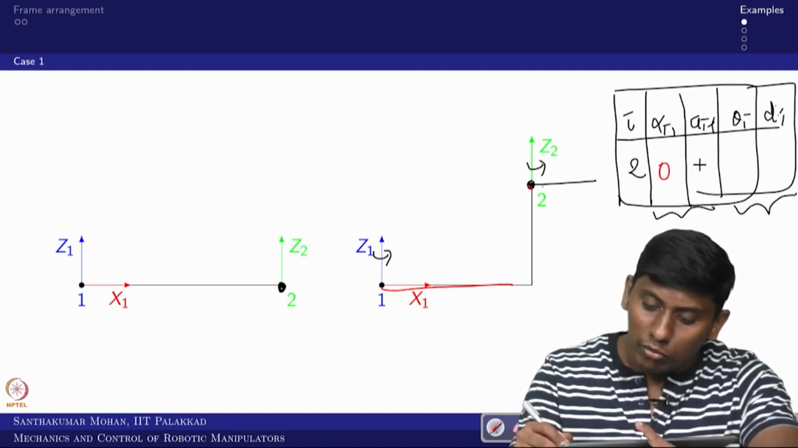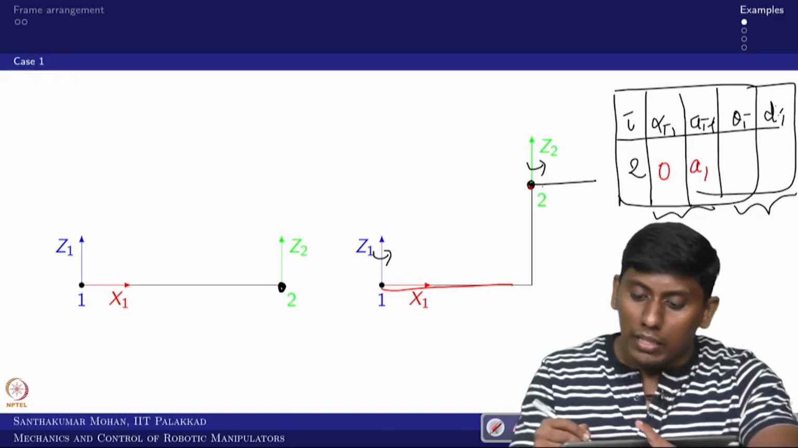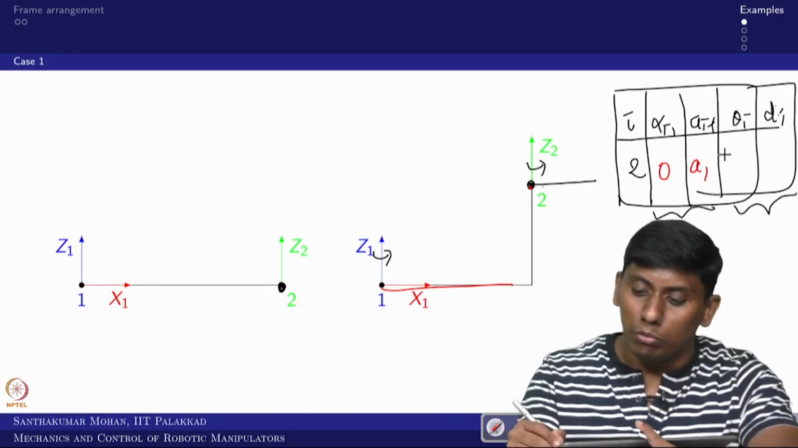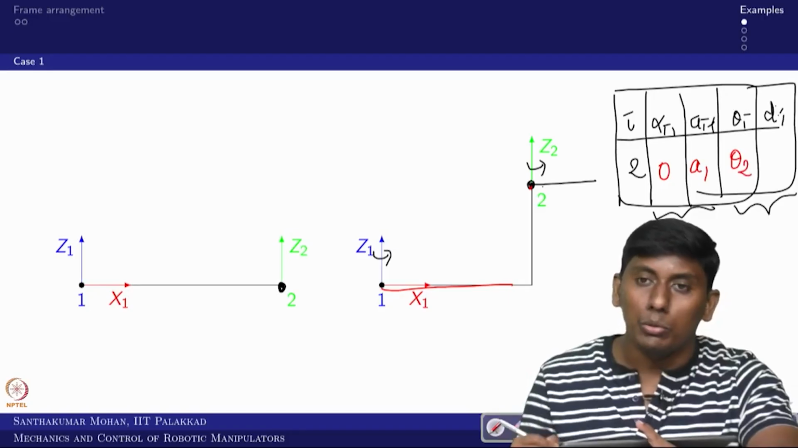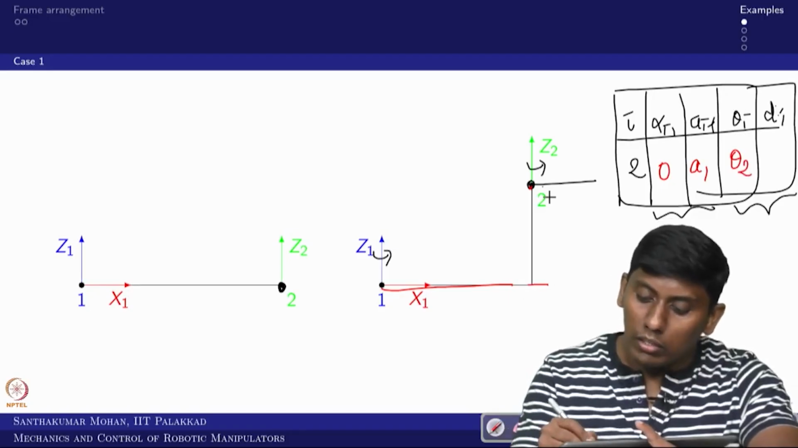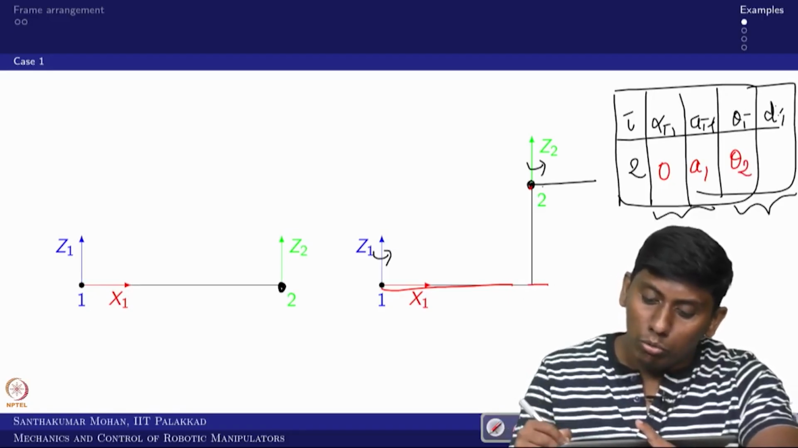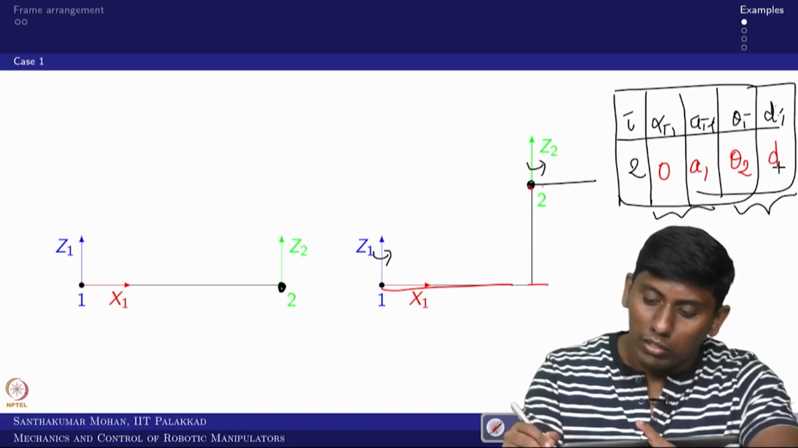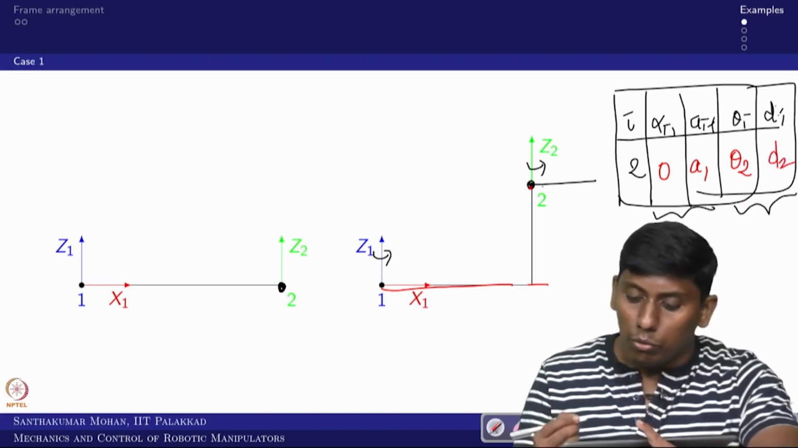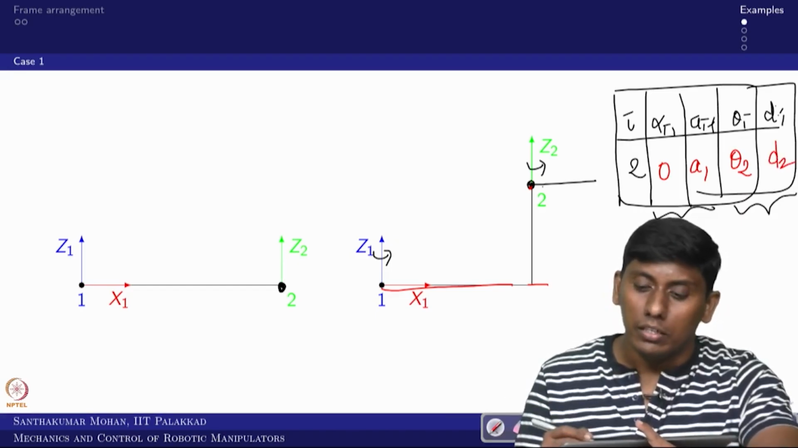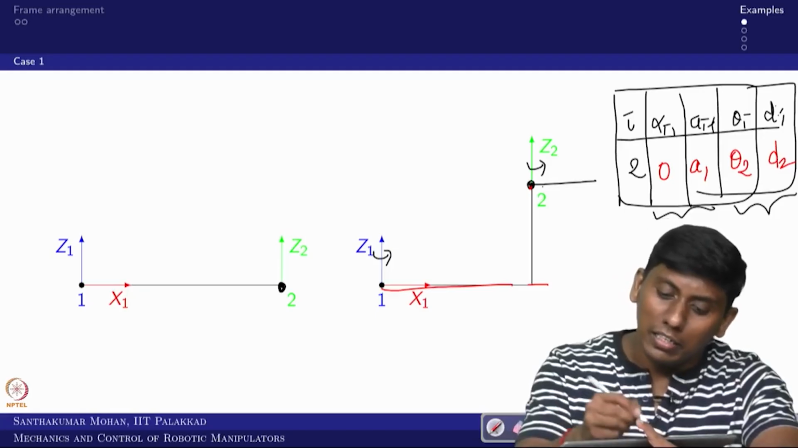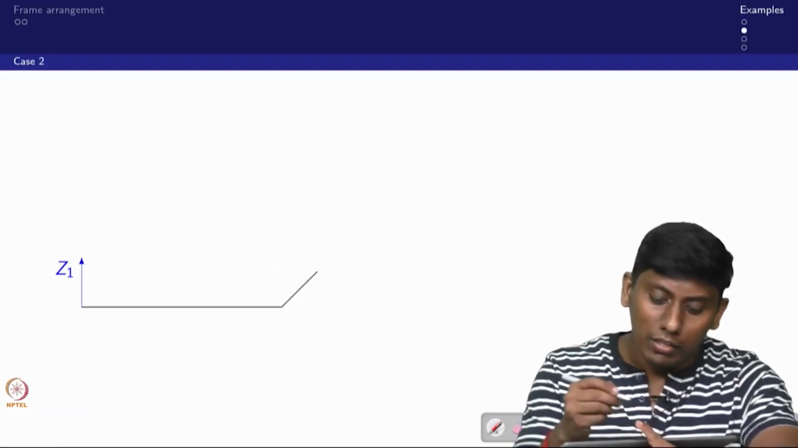The distance along x1 is a1, and the angle with respect to Z2, that is theta 2, and the distance along Z2 from 1 to 2 along Z2, that is what you call D2, right. So, now I hope you are clear on this. Based on that we will see the next case, which is a little complex.